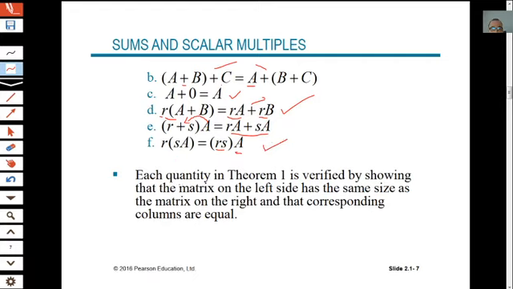So each property in Theorem 1 is verified by showing that the matrix on the left side has the same size as the matrix on the right, and that corresponding columns are equal. Namely, in each equality we have the same size for the result. Okay.